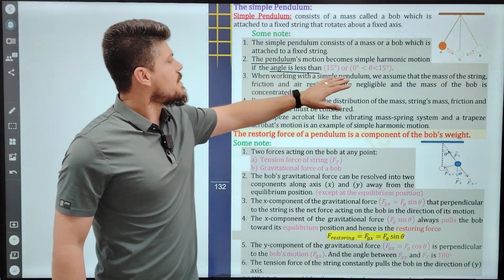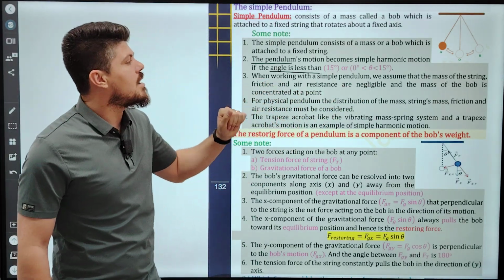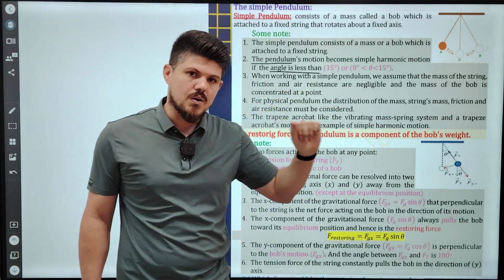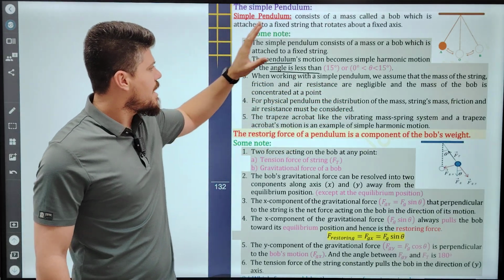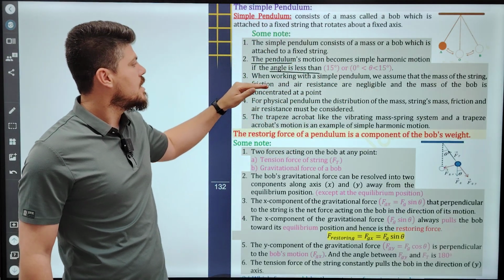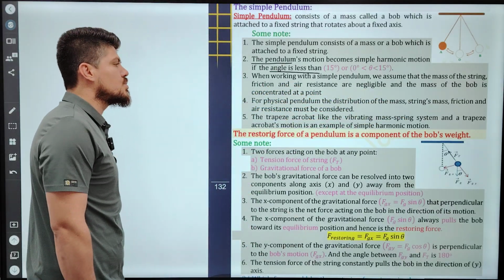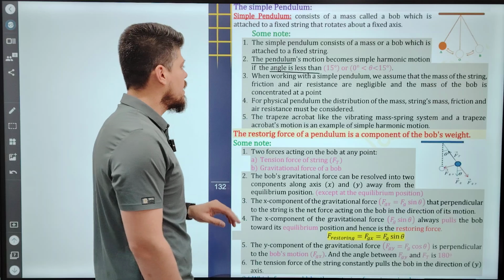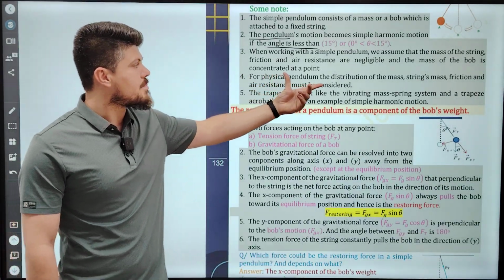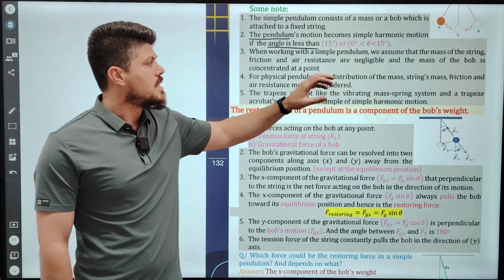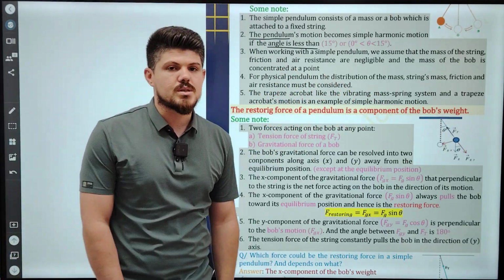So when working with a simple pendulum, we assume that the mass of the string, friction, and air resistance are negligible or neglected, and the mass of the bob is concentrated at a point. But for a physical pendulum, the distribution of the mass, the string's mass, friction and air resistance must be considered.